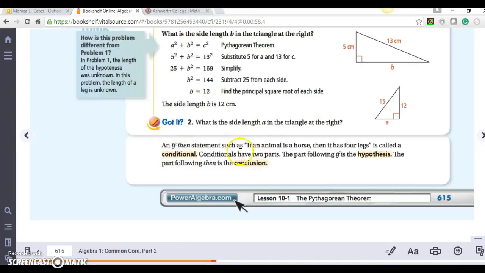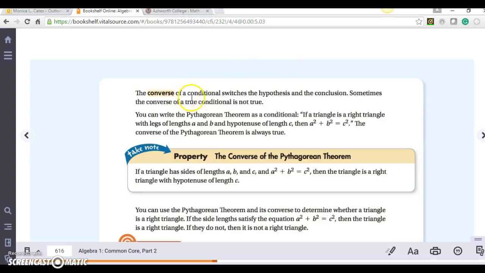An if-then statement, such as if an animal is a horse, then it has 4 legs, is called a conditional. Conditionals have 2 parts. The part following if is the hypothesis, and the part following then is the conclusion. The converse of a conditional switches the hypothesis and the conclusion. Sometimes the converse of a true conditional is not true.